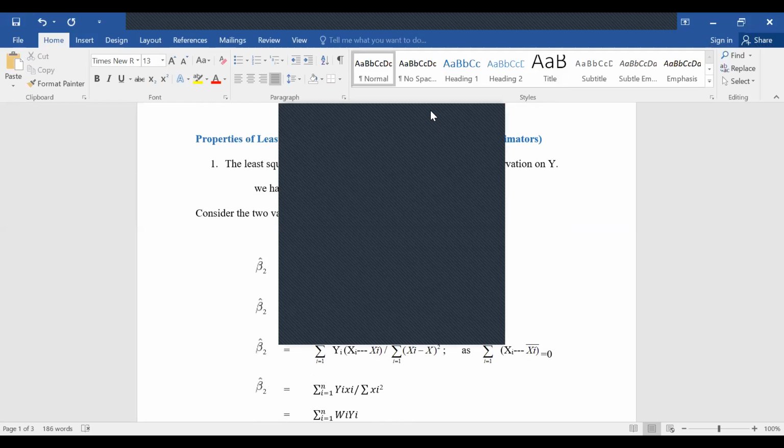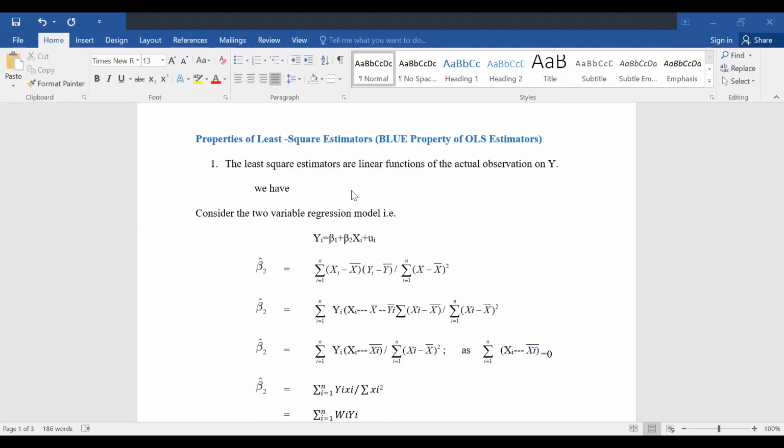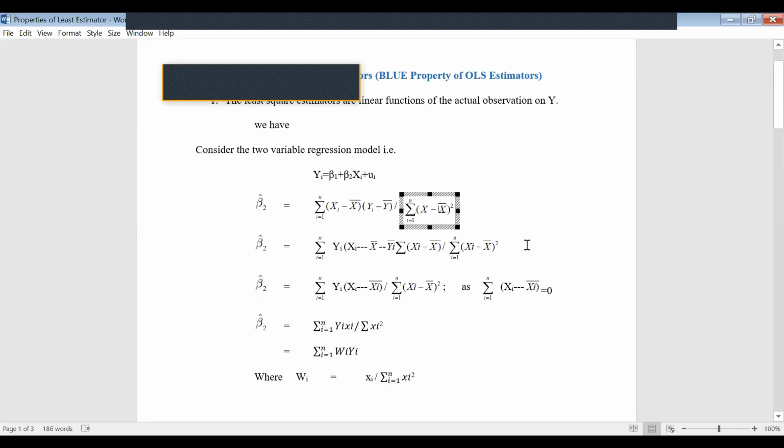So we have to prove that both beta 1 hat and beta 2 hat are linear functions of the yi. For that, we have to start from the two variable regression model. As we know, beta 2 hat equals summation (xi minus x bar)(yi minus y bar) divided by summation (xi minus x bar) square. This is the beta 2 hat formula. We already derived it with the method of ordinary least squares.